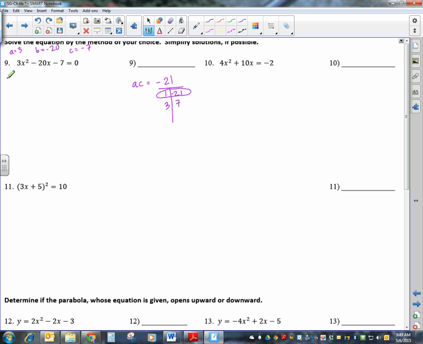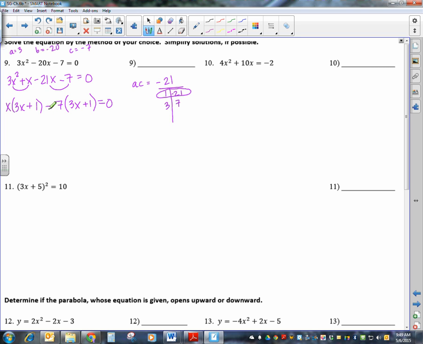So I'm going to split it up. It's going to be 3x squared plus x minus 21x minus 7 equals 0. And I'm looking at what these have in common and what these have in common. So that gives me x times 3x plus 1. Always takes that sign, and these two have a 7 in common, leaving me with 3x plus 1. Now, if you're confused at all, it says minus and it's a plus, but whenever you take out a negative, it always changes the sign.